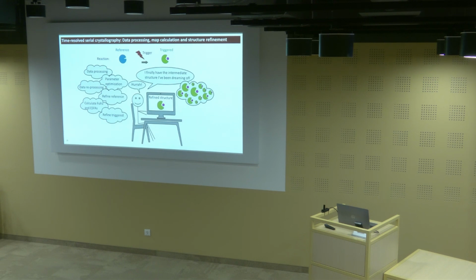So with all of that, we did some data processing, some parameter optimization. We did some data reprocessing. Very often we reprocess quite a lot until we find the best set of parameters. We refine the reference state. We calculate our Fourier difference map, our extrapolated structure factor amplitudes. And then finally, we refine our triggered state. So we're happy. We finally have the intermediate state structure we've been dreaming of.